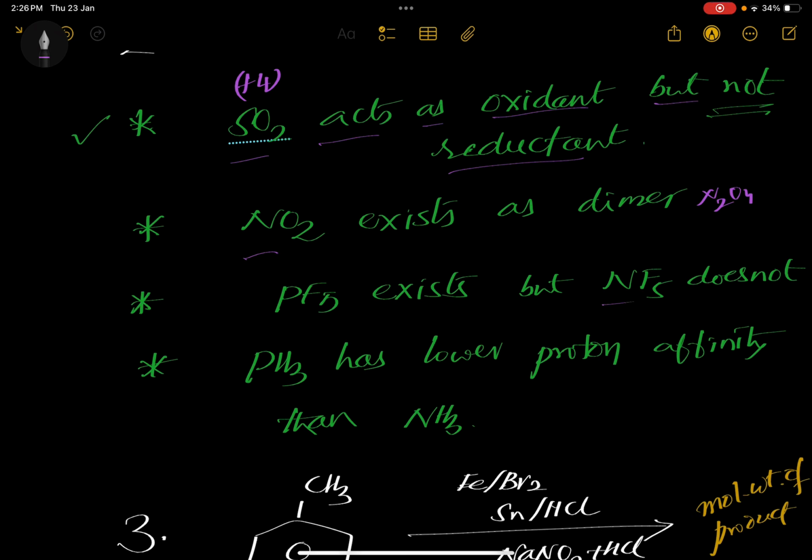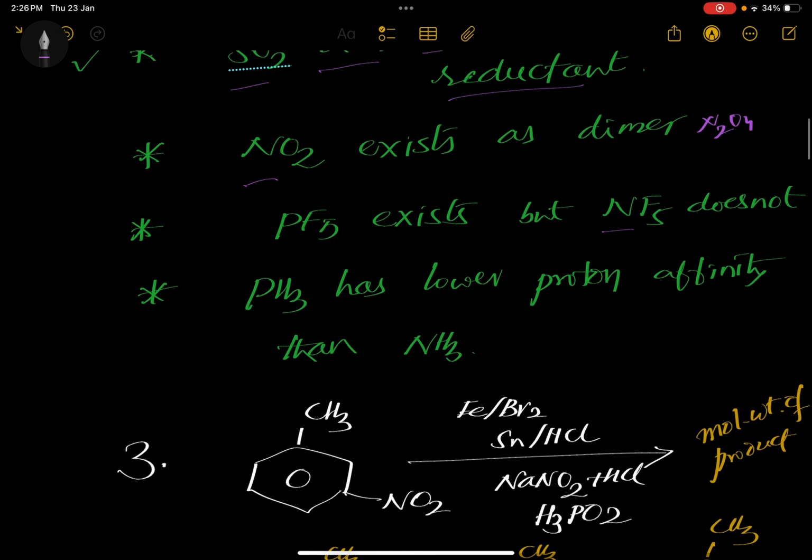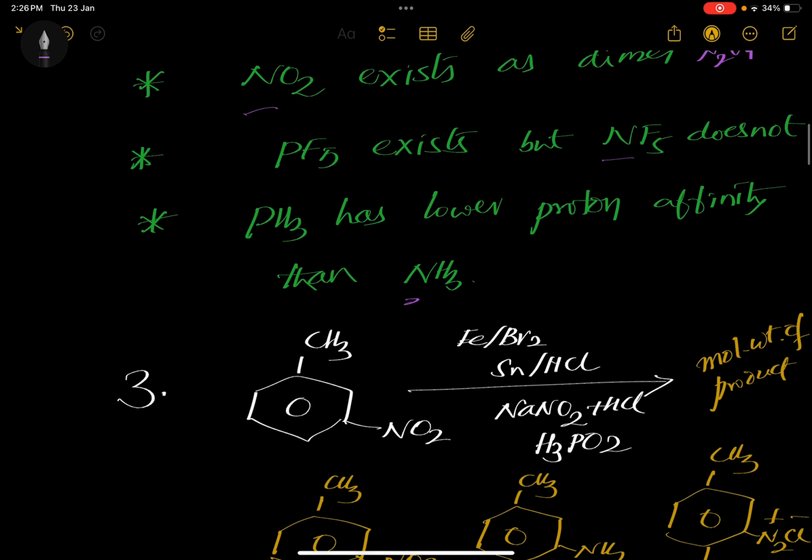PF5 exists but NF5 does not, because there are no vacant d orbitals. This is also a right statement. PH3 has lower proton affinity than NH3 because of electronegativity.